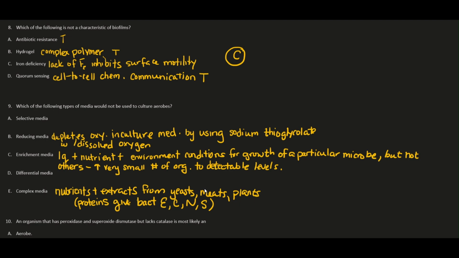So which of the following types of media would not be used to culture aerobes? Well, the answer would be B, because it depletes oxygen. And aerobes, they need oxygen, so they grow in oxygen. And we do not need a media that depletes oxygen. So the answer is B.